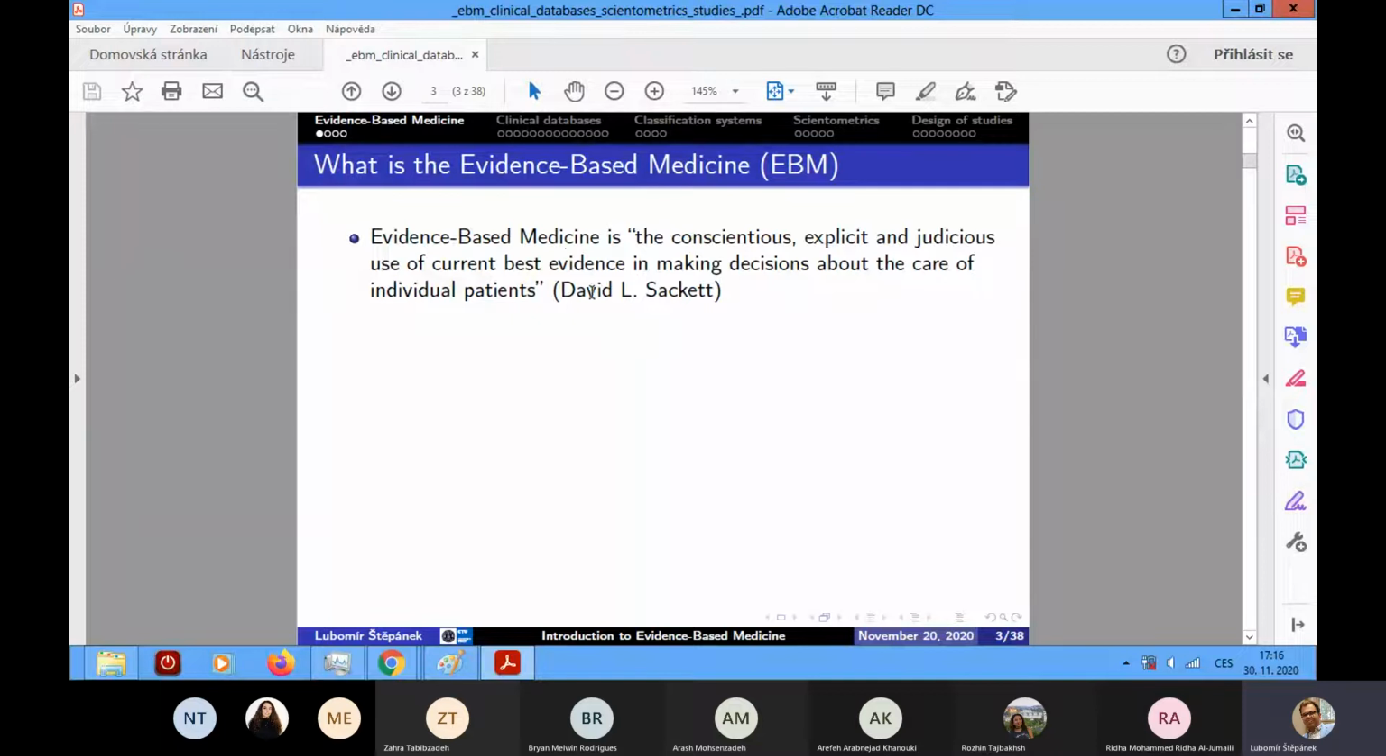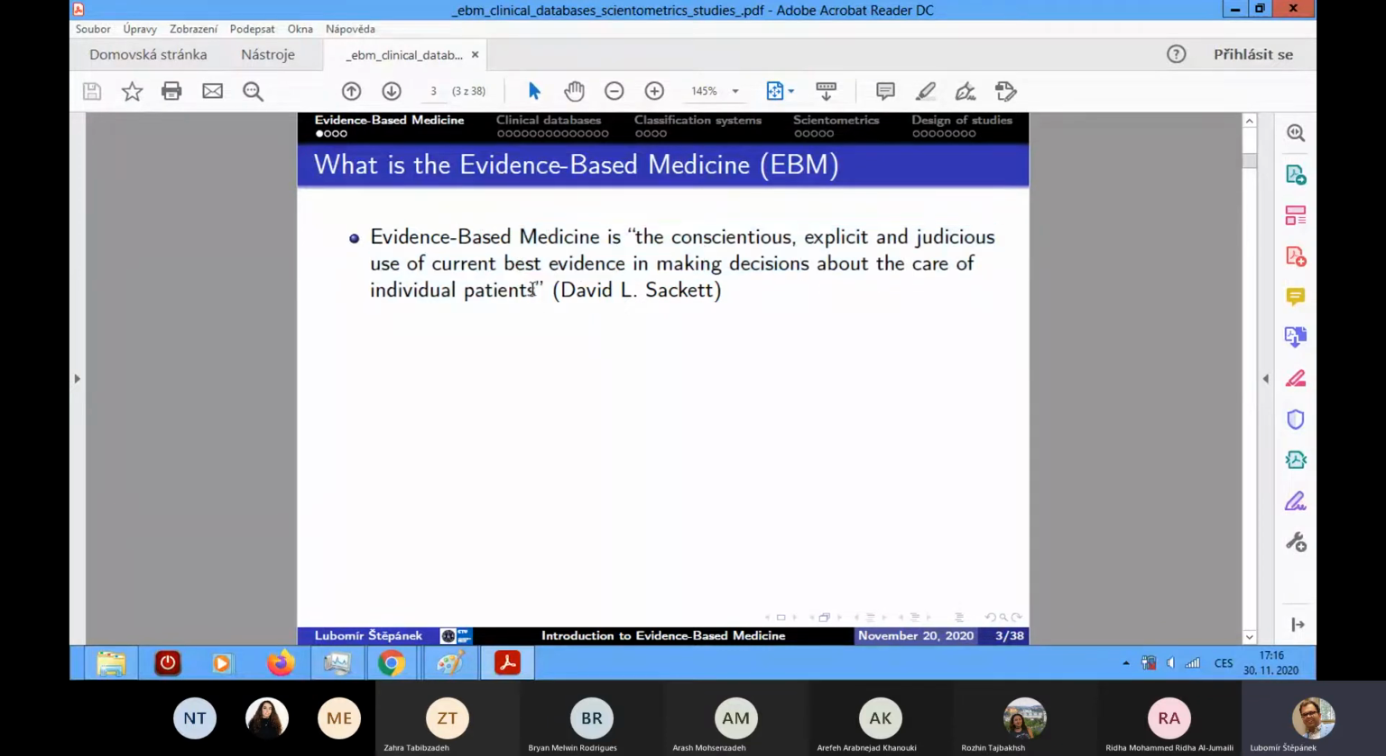But David Sackett is definitely the founder of modern evidence-based medicine, and he said that evidence-based medicine is the conscientious, explicit, and judicious use of the current best evidence in making decisions about the care of individual patients.